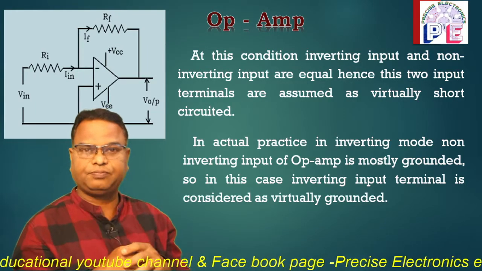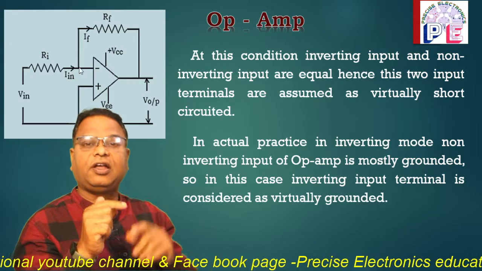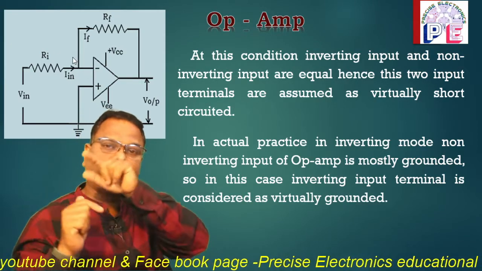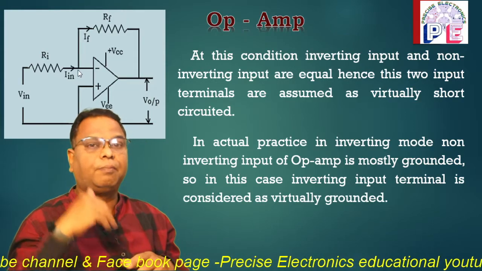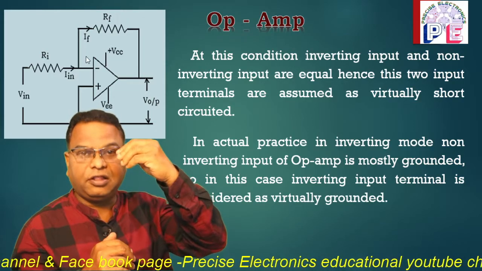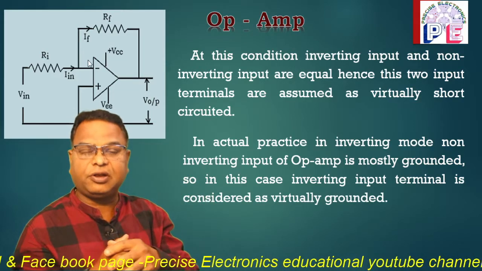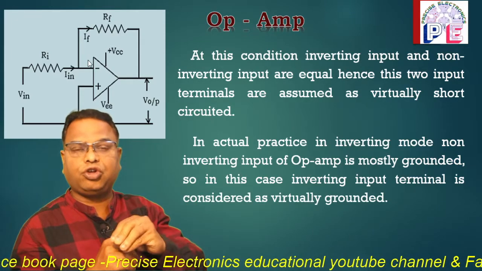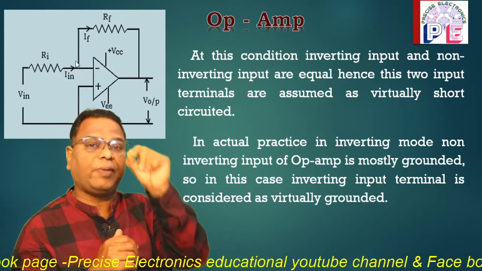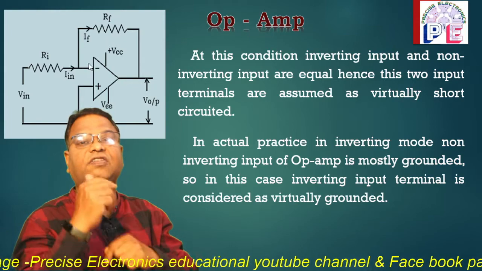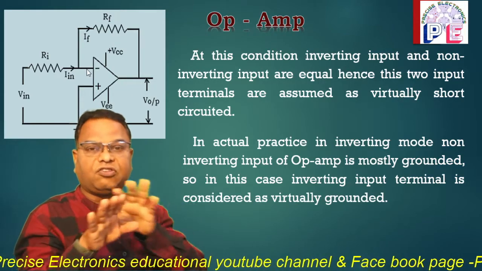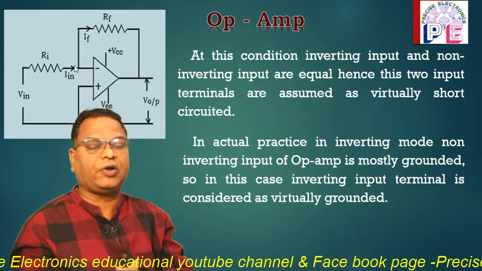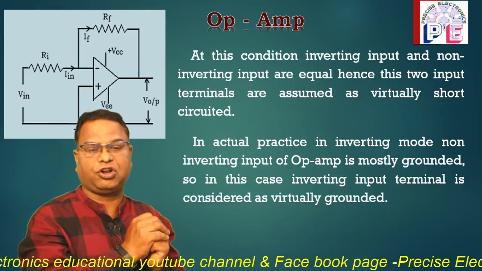The non-inverting terminal is grounded and the inverting terminal is connected to the input signal through the input resistor Ri. But that terminal, the inverting terminal, is considered virtually grounded, hence the potential drop across this terminal is considered as zero. It is not grounded, it is virtually grounded. That is the concept of virtual ground.